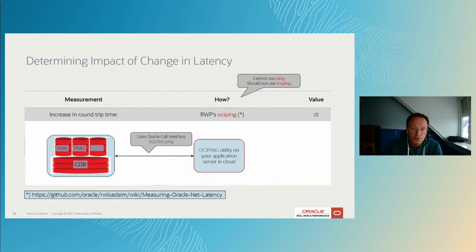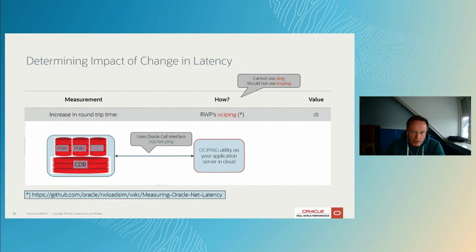So let's talk about how you determine the impact of the change in latency. Well, I mentioned at the beginning, we like to work with real data. We are data driven. So we would like to know what this difference in latency is and how to measure it. On premises, you very likely measure this with your Linux tool ping. You can use ping from your application server to your database server and see what the round trip time is. Well, you cannot use ping towards an autonomous database because you can't ping that server. That port is closed. It's not possible.